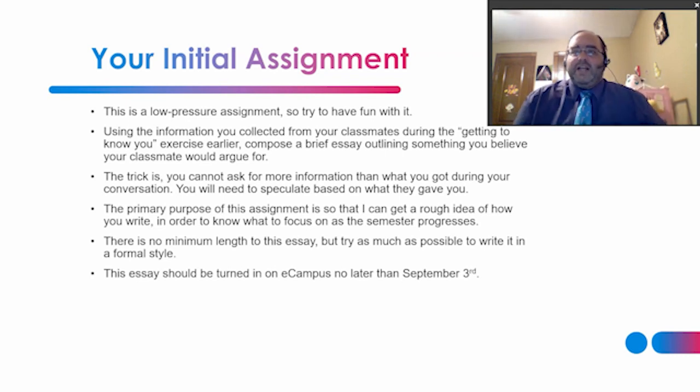Using the information that you collected from your classmates during the Getting to Know You exercise, under the Icebreaker topic, look at those descriptions. And then pick one of your classmates and compose a brief essay outlining something you believe your classmate would argue for, based on what they presented in their description of themselves. What is something that you think they will feel so passionately about that they will argue for it? Now, the trick to this is you cannot contact that classmate and ask for more information than what they gave. You need to speculate based on what you have available.